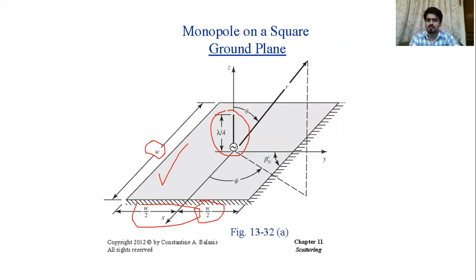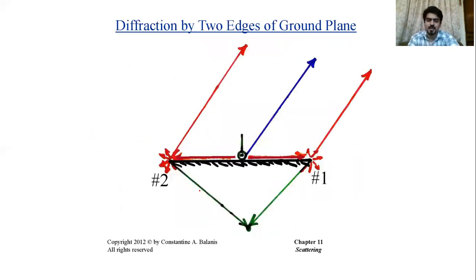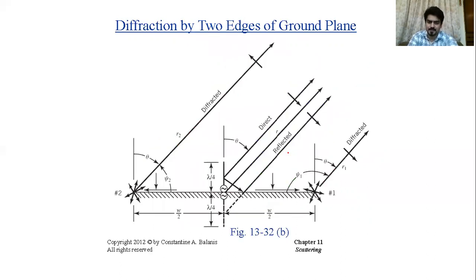Both width and length are W, so it's a square ground plane instead of a rectangular ground plane. And again, as I mentioned, you will have these edges from where you will see the diffraction. Now, basically you will have four types of fields. One will be direct radiation from the monopole antenna. The other will be the fields reflected from the surface of the ground plane. And then you will also have diffracted fields from the edges.